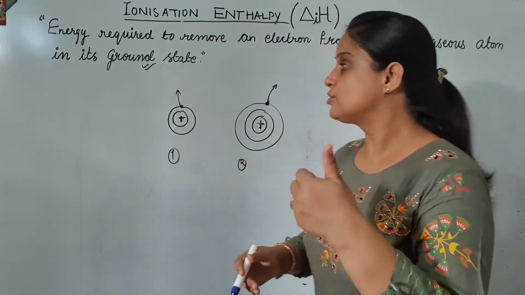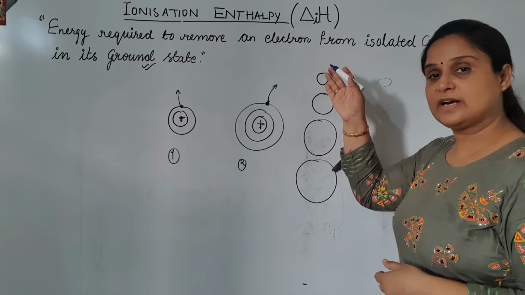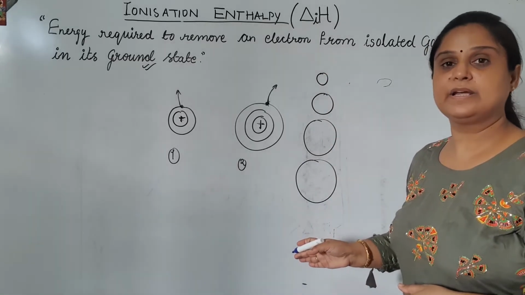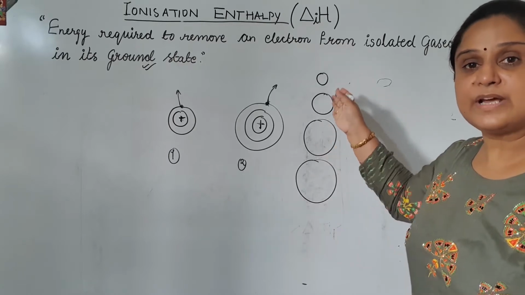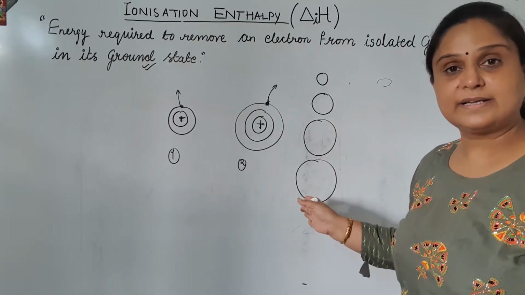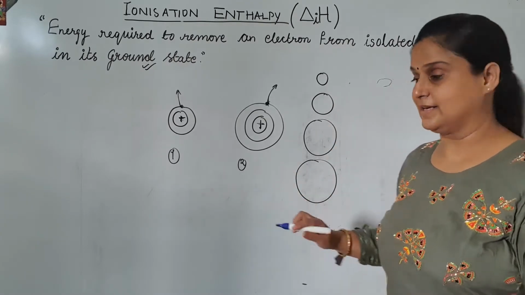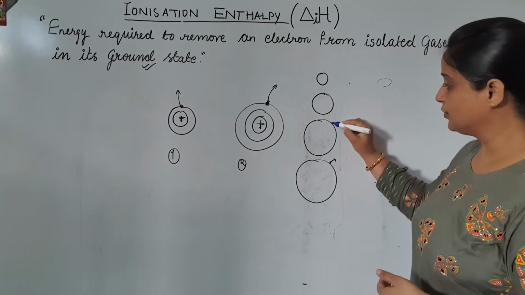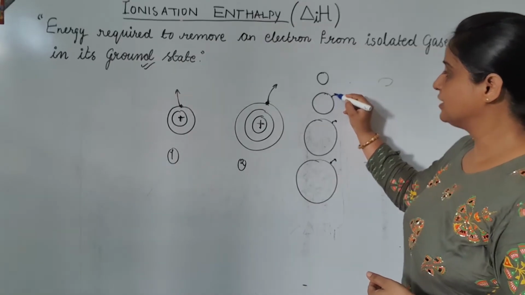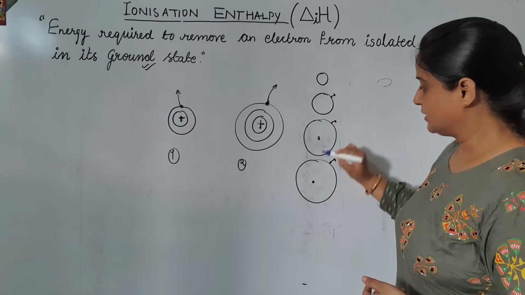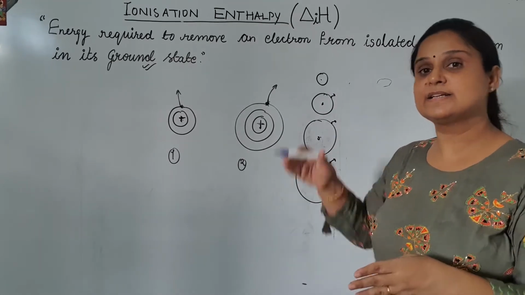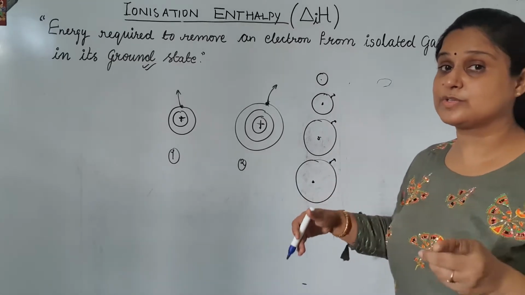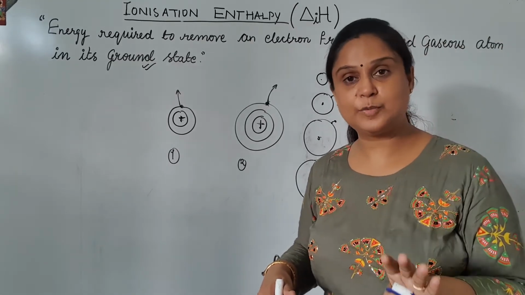Is it clear? So what we can say is, when we are talking about the size of the atom in a particular group, if I am moving up to down in a group, ionization enthalpy decreases because the size is increasing. Hence it becomes easier to remove the electron from the outermost shell because the distance of the outermost shell from the nucleus increases when we move up to down because of the increase in size. I hope it is clear.